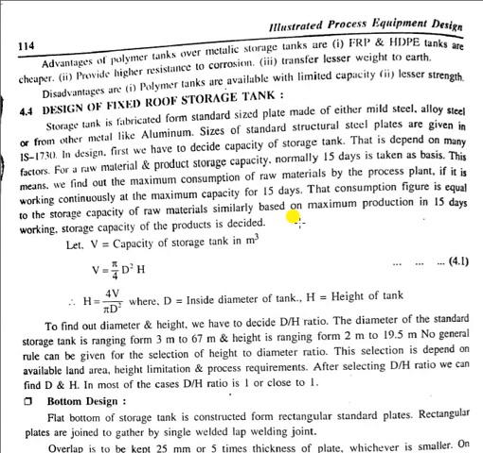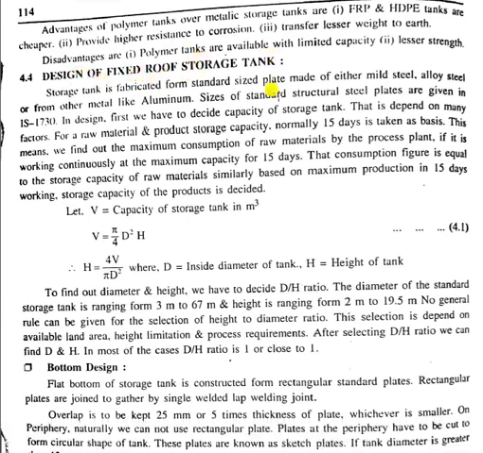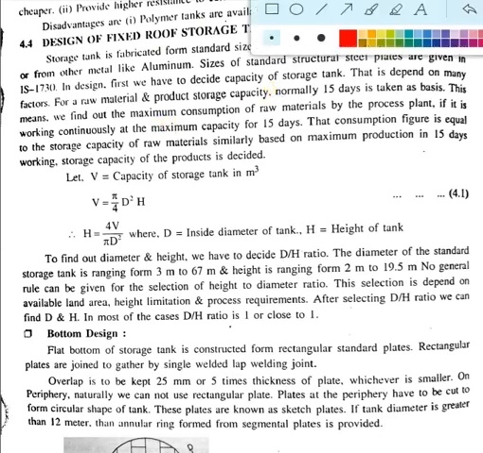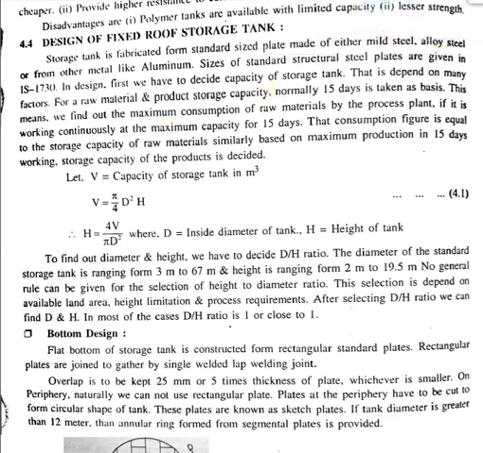In the Process Equipment Design 2 subject, we are discussing storage tank design. We discuss the design of a fixed roof storage tank, in which we discuss the equation for the volume, that means the capacity requirement, that is V. This equation we already found.